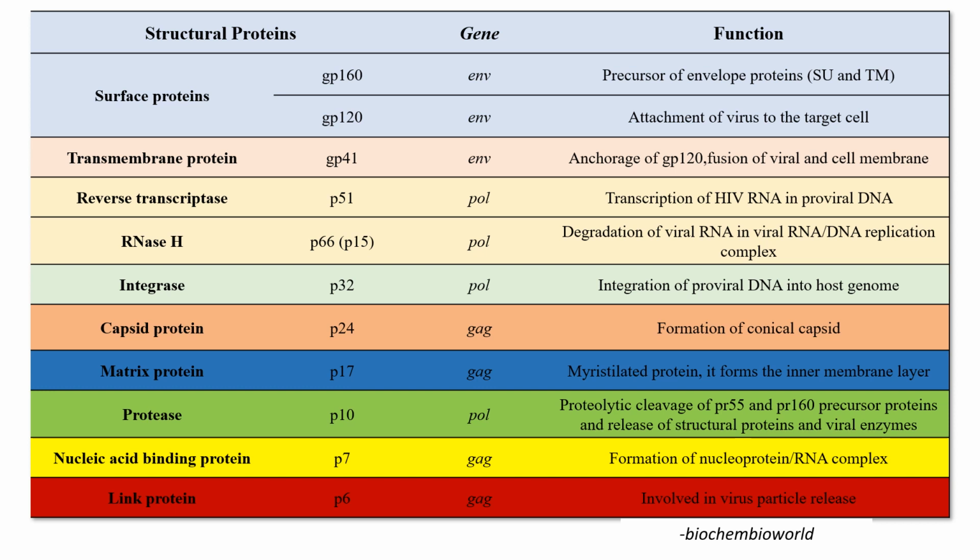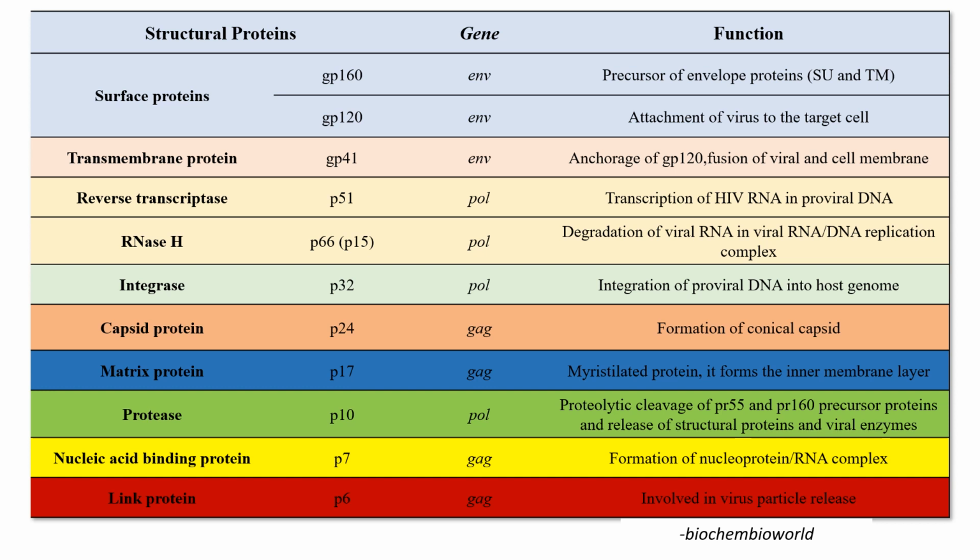Let us begin with the surface proteins. There are two surface proteins, gp160 and gp120. Gp here means glycoprotein. The env gene is responsible for the synthesis of both surface proteins, and their functions are different. gp160 is a precursor of the envelope protein, that is the surface and transmembrane proteins, whereas gp120 is responsible for the attachment of the virus to the target cell, or we can say the host cell. This is the main surface protein responsible for infection of the host cell.